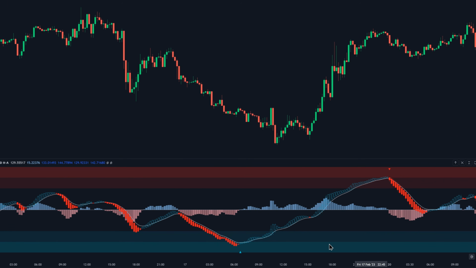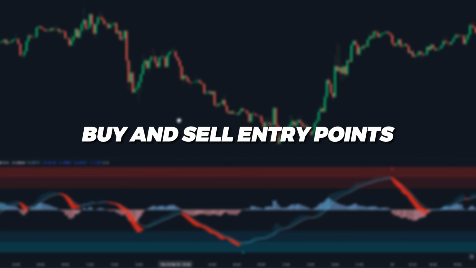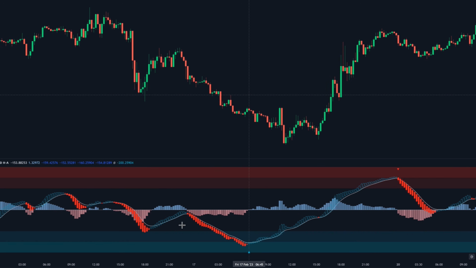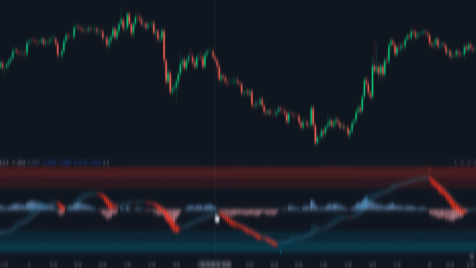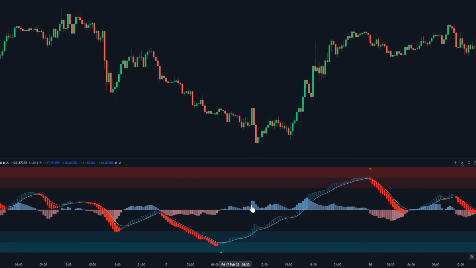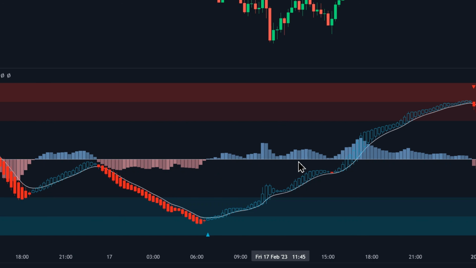The crossovers between the MACD line and the signal line are going to be used as buy and sell entry points. When the MACD line, these Heiken-Ashi candles, crosses above the signal line, that indicates a potential entry point for long positions. On the other hand, whenever the Heiken-Ashi candles cross below the signal line, that indicates a potential entry point for short positions. Then this is the MACD histogram, and this white horizontal line is called the midline.